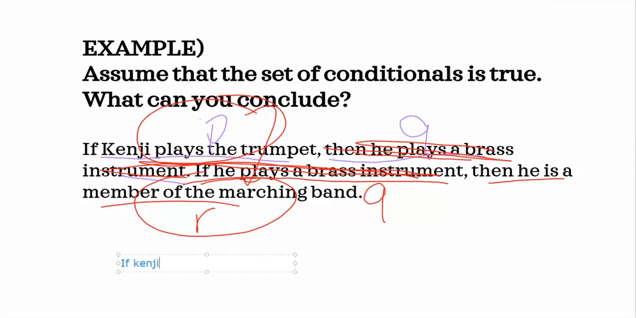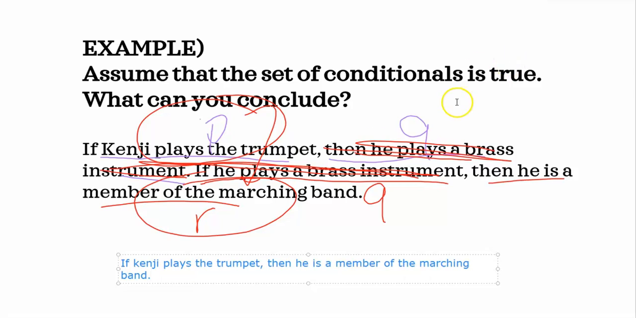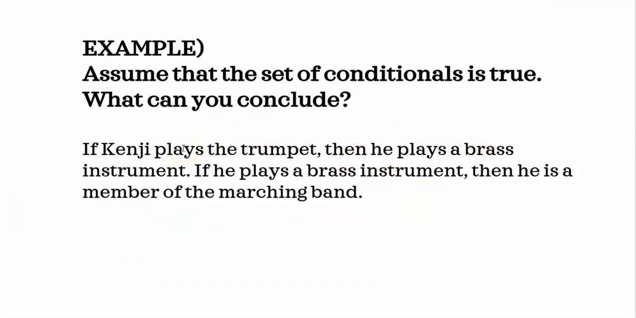We can conclude if Kenji plays the trumpet, we're just ignoring the brass instrument part here, if he plays the trumpet, then he is a member of the marching band. Jump straight from the beginning of this thing to the very end of this thing. Okay, so that's deductive reasoning in a nutshell. Those are the 2 laws that you use to reason deductively. And you're taking a generalization and applying it to a certain person, that's the whole idea of it.